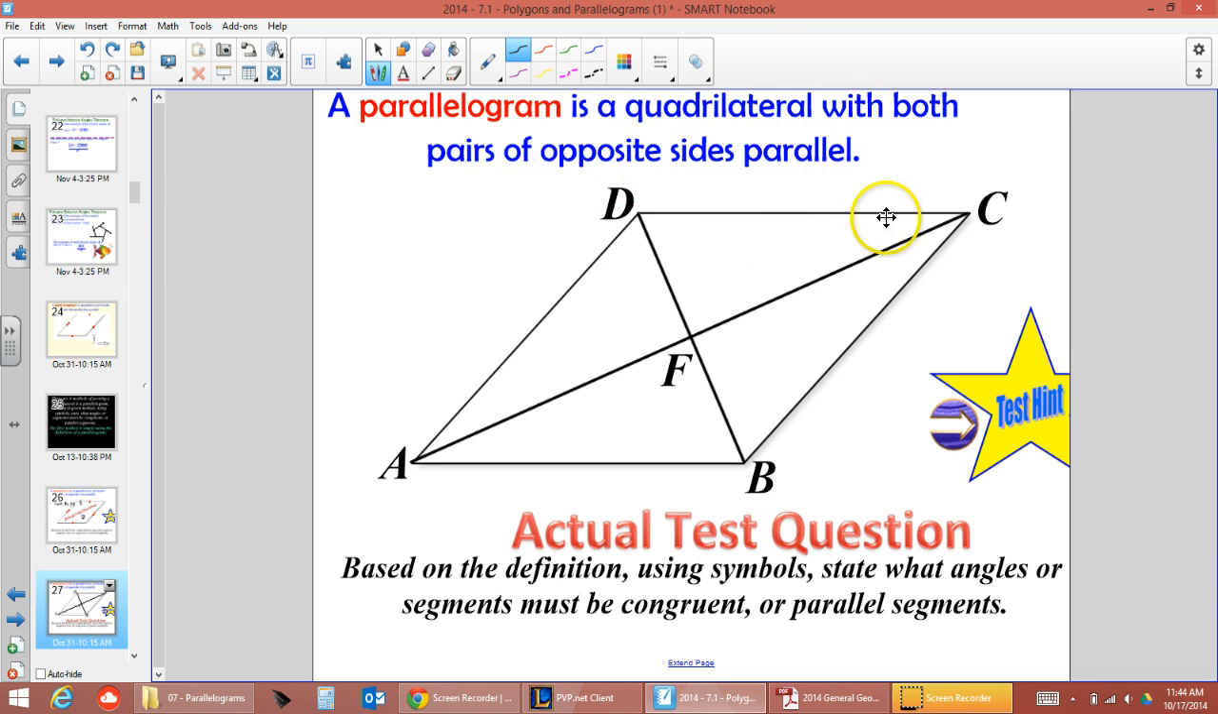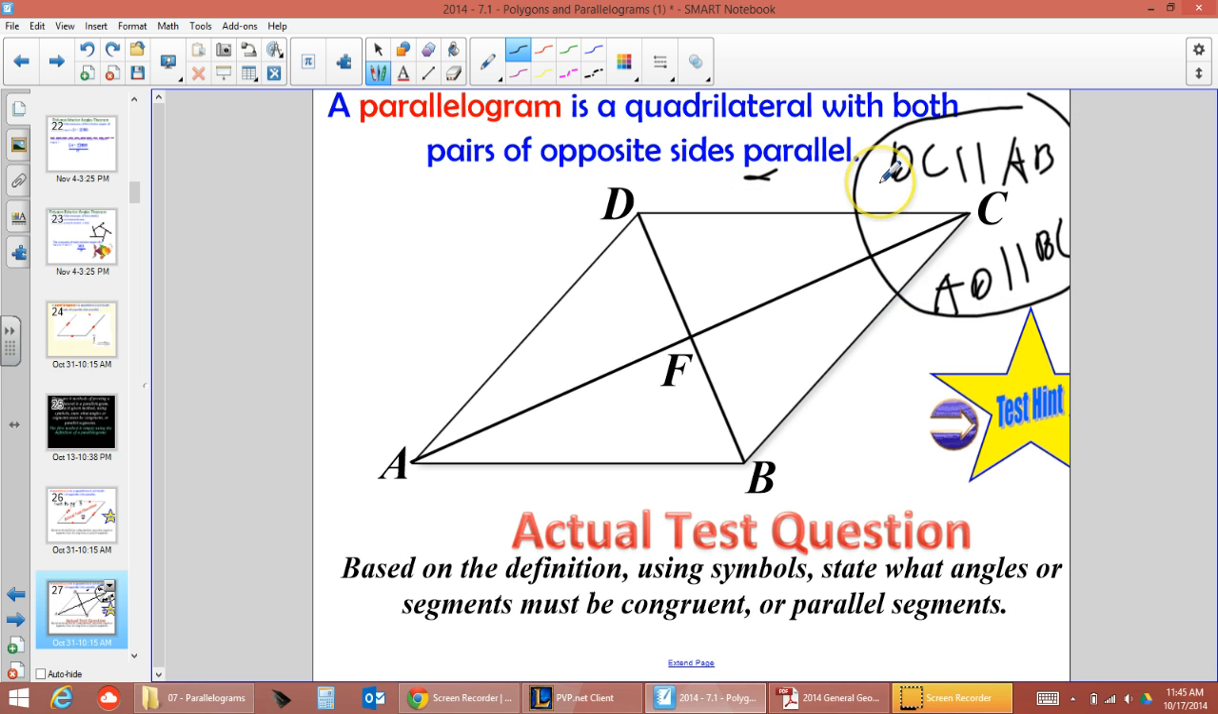So the test question, I'm going to give you this statement up here. I'm going to ask you to tell me information about this picture in symbols. So you're going to say that DC is parallel... It's a terrible parallel symbol. My apologies. Well, let's see if this works. I doubt it will. Nope, didn't work. Parallel to AB, and you'll say that AD is parallel to BC. That's the information that you get off of this definition.